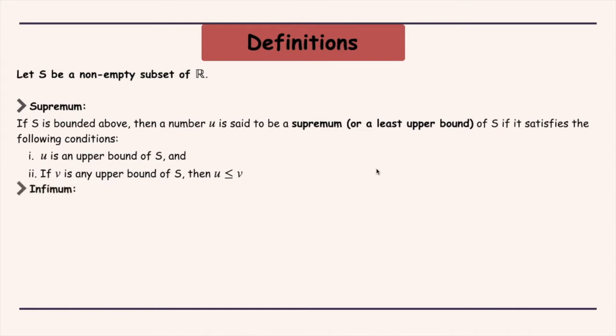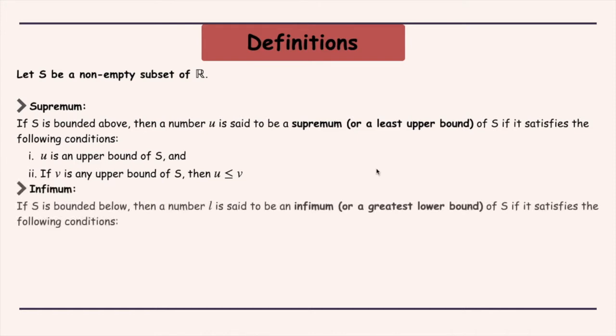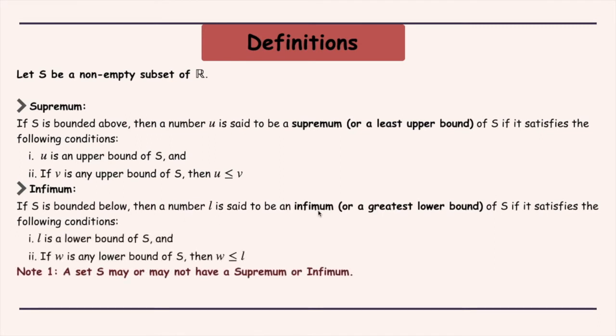Next we are going to define infimum. Suppose we have a set S which is bounded below, then a number L is an infimum for the set S if it satisfies the following conditions. The first condition is that L is a lower bound of S. The second condition is that if we have any other lower bound of the set S, say W, then W has to be less than or equal to L. So in other words, the infimum is the greatest lower bound for the set S.